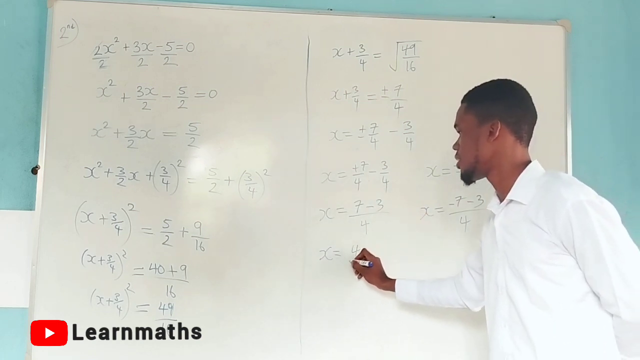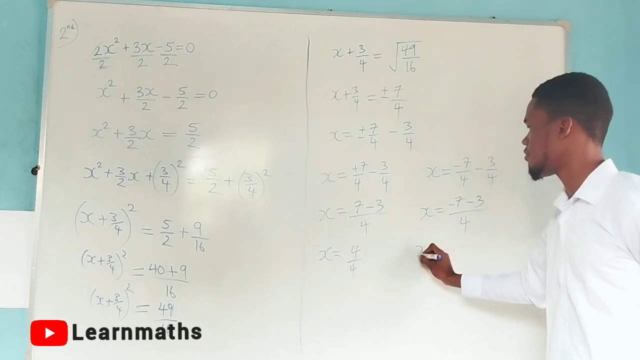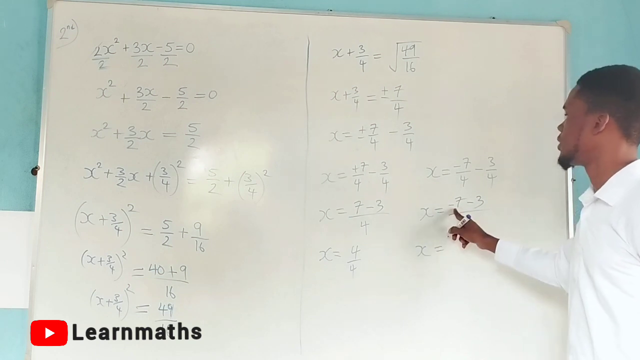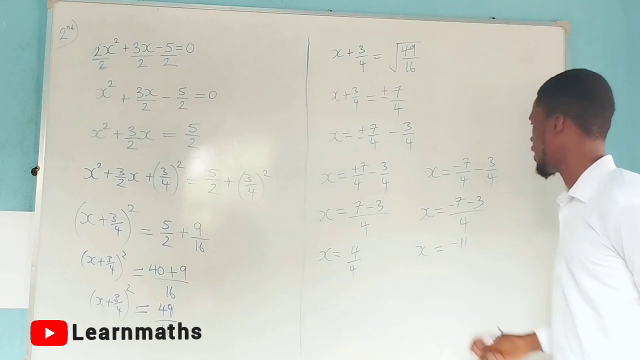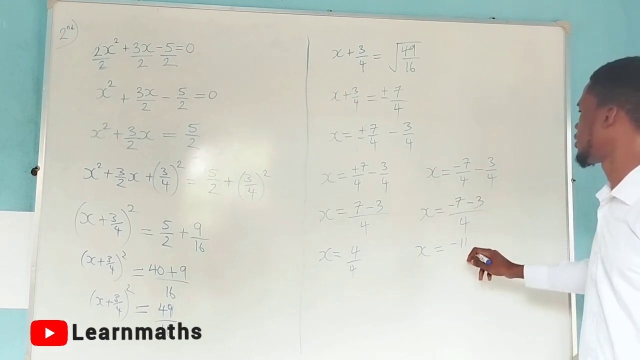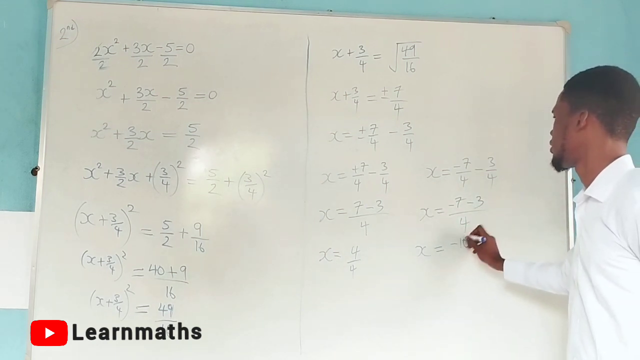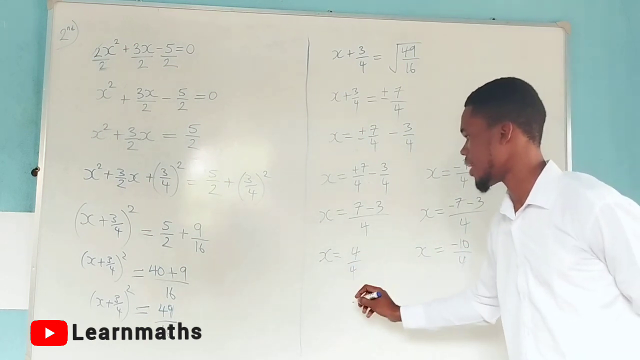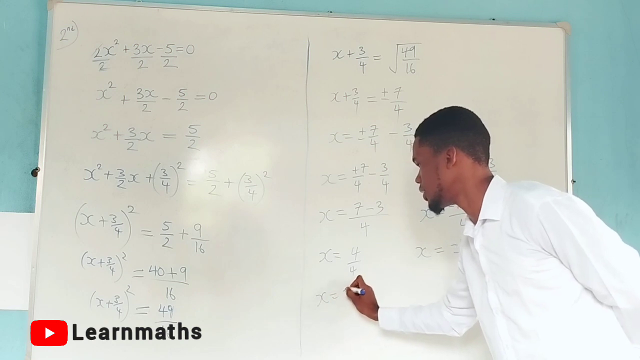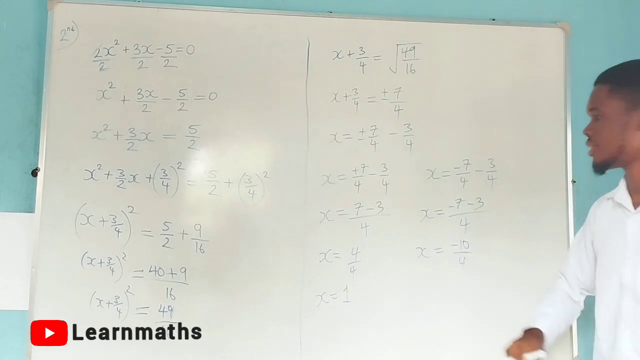That's 4, right? Then the second value is going to be this. Minus 7 minus 3. That's minus 11, right? Okay, minus 10. Right, over 4. So we have 4 divided by 4, which is 1. So our first value for x is 1.